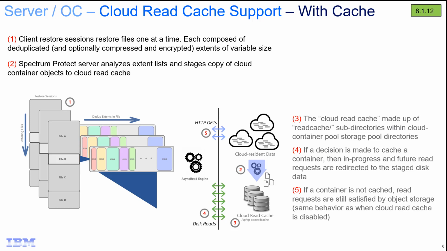And instead of bringing back individual extents, it's going to bring back that whole object with all of the extents inside of it. And then that object will be stored with all of the extents inside of our local cache on the Spectrum Protect server. And we'll do the restores then directly from that cache, pulling out the extents that we need.